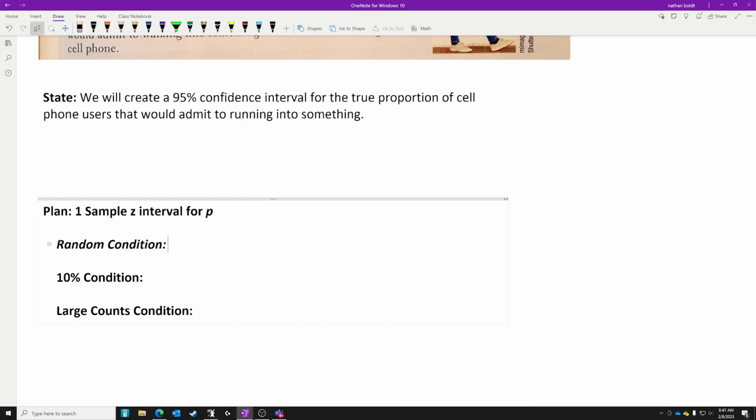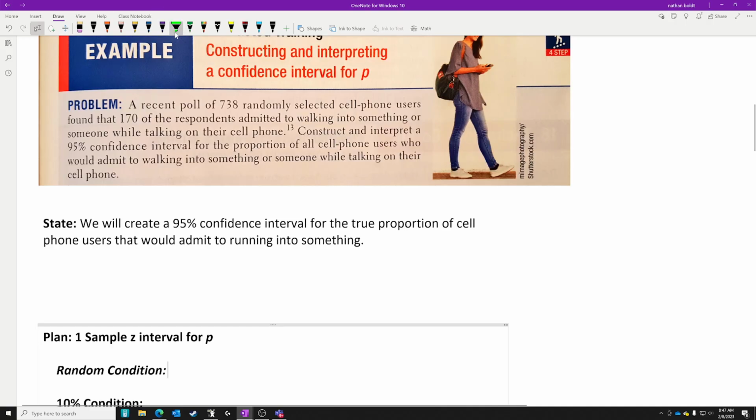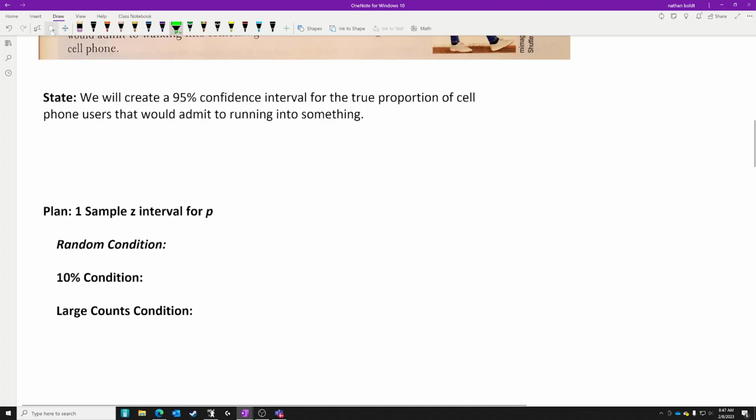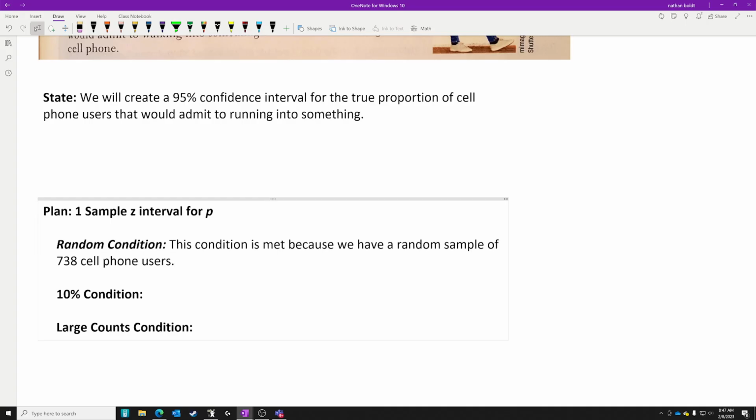The first is a random condition. Did this data come from a random sample? All right. And yes, we come up here, a recent poll of 738 randomly selected cell phone users. Check. We have to, though, specifically point that out. Okay. This condition is met because we have a random sample of 738 cell phone users. Now, why do we have to have this condition?